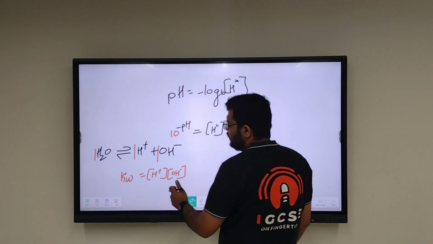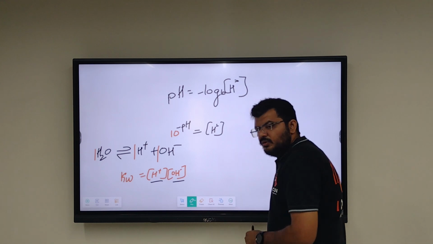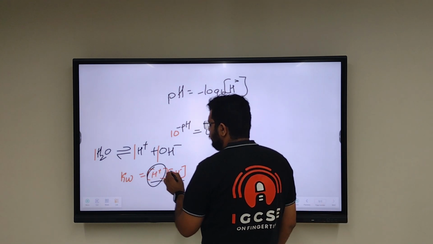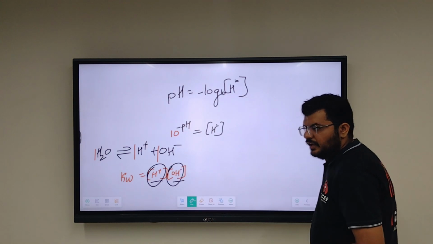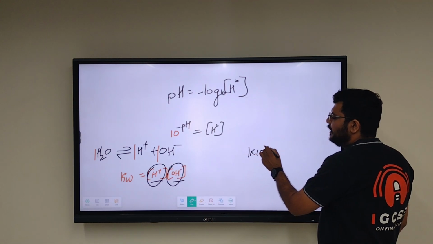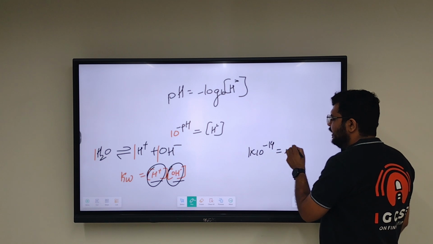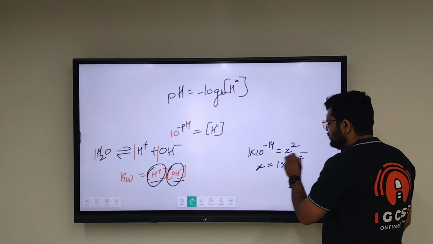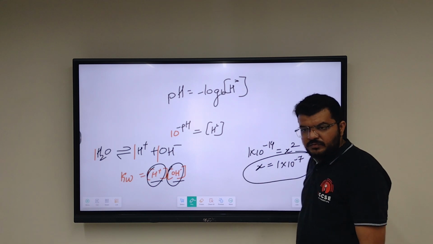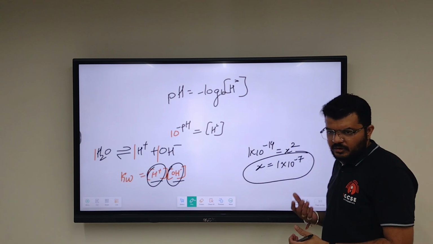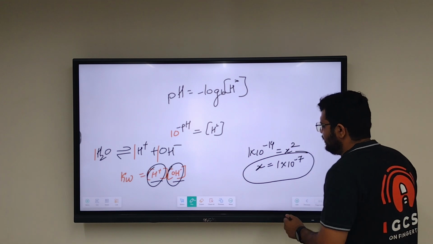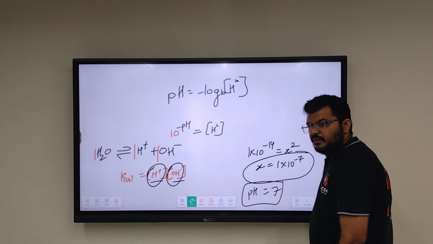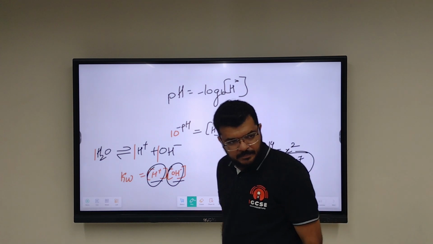So if Kw is given, H plus and OH minus can be found out. But how? If it is water and there is no acid or base, we consider that the concentrations of both are equal, and therefore 1 times 10 to the power minus 14 is equal to x squared, where x comes out to be 1 times 10 to the power minus 7. When you find the pH of this, when the number of H plus and OH minus ions are equal, you will find that the pH is equal to 7, which is the neutral pH, right?